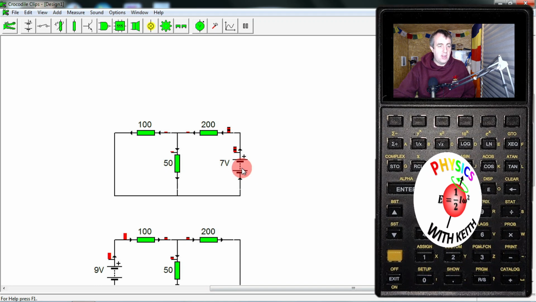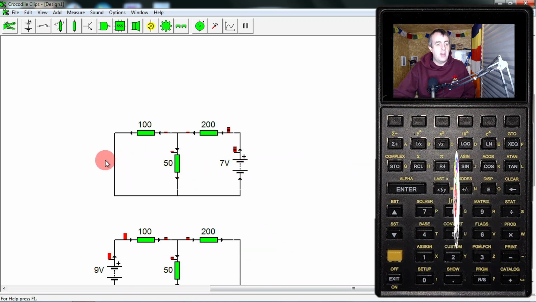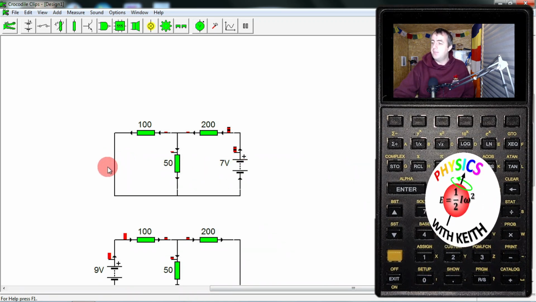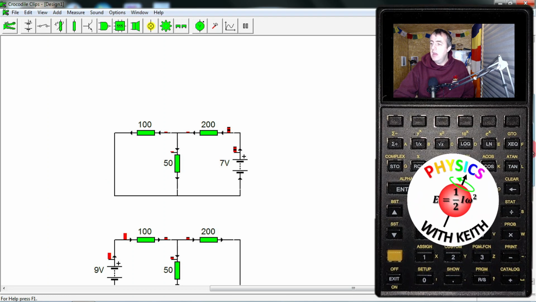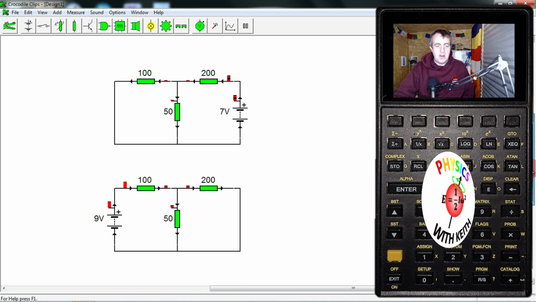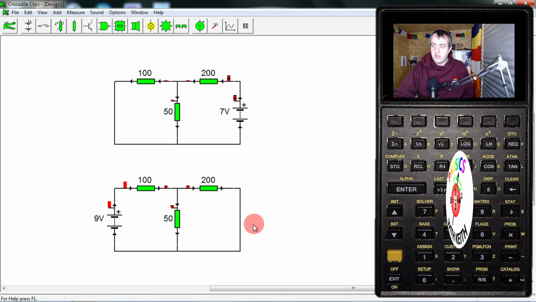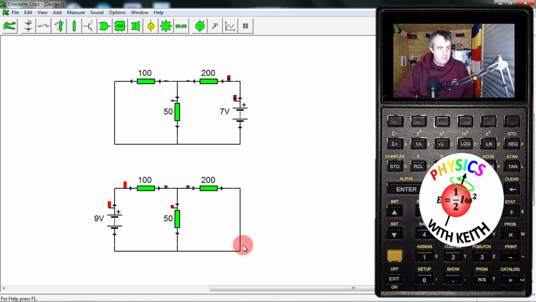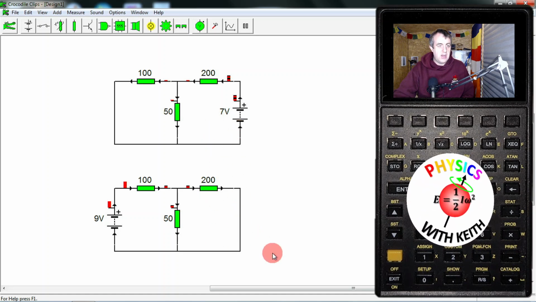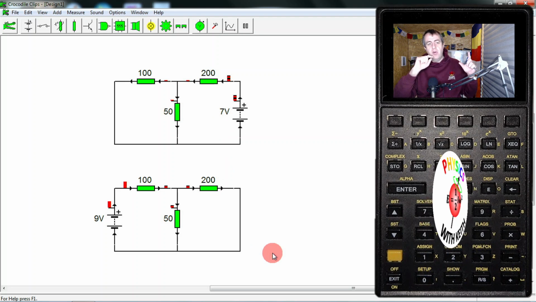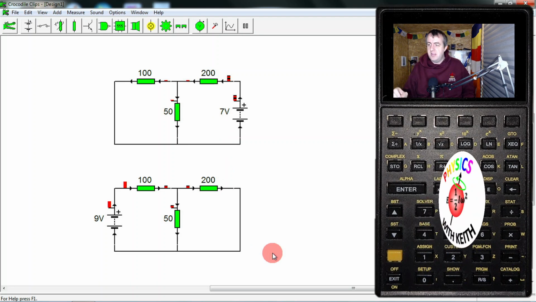So the top circuit, all I've done is replace the 9-volt power supply with a wire. And then what I've done here is I've replaced the 7-volt power supply with a wire. So you can see these two are sort of the same circuit as we had before, it's just I've replaced each of the power supplies in turn.